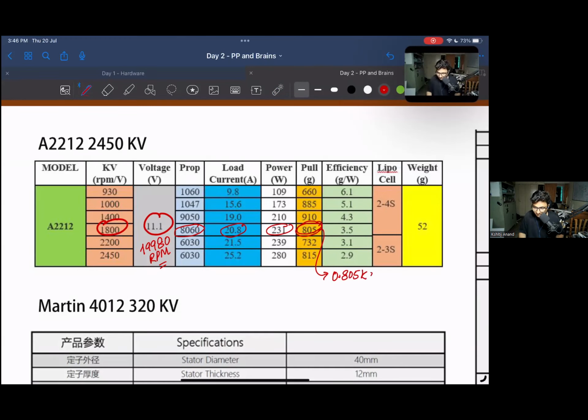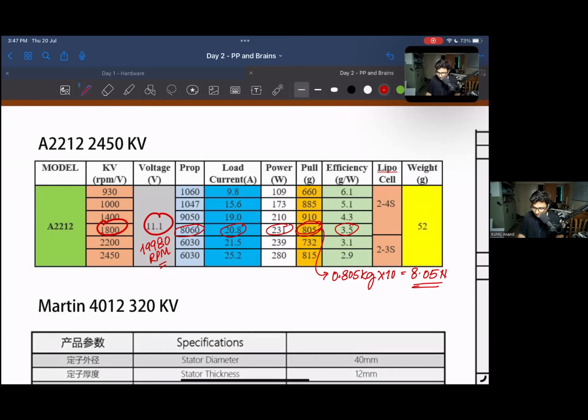0.805 kilograms. And if you want to take this in force or newtons, just simply multiply it by 10 approximately. So it's going to generate 8.05 newtons of thrust. Okay. And obviously, this is giving you the efficiency, how efficient these motors are performing: for the amount of power that they're consuming, how much thrust they're producing.